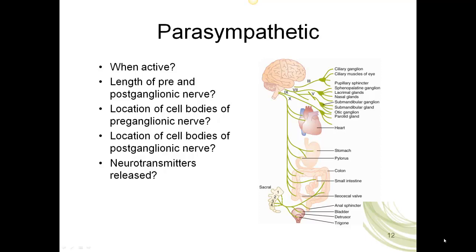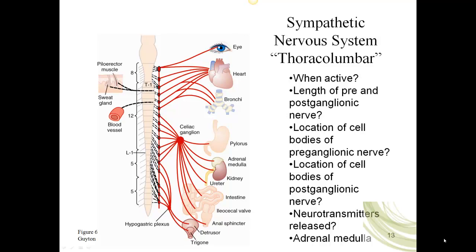Hello class, here is the next segment for your autonomic nervous system lecture. As we've already discussed in class, I want you to be able to answer these questions for both the parasympathetic division and also the sympathetic division. Basically, when are they on? We've already discussed they're on all the time, but we should modify that question to when is a particular division in more control of your body.